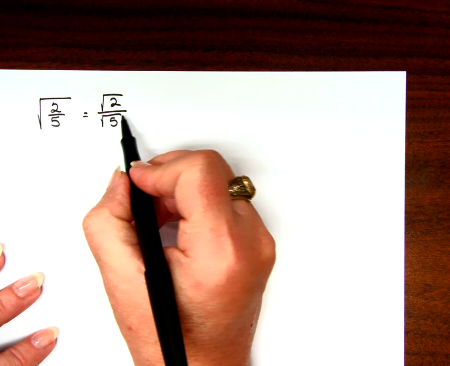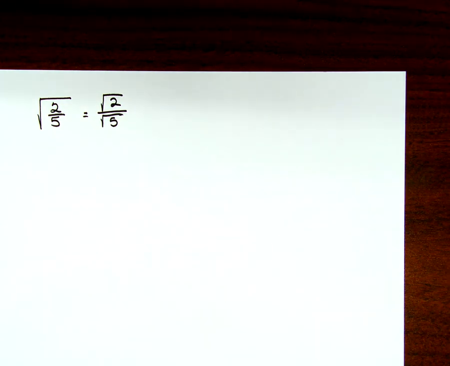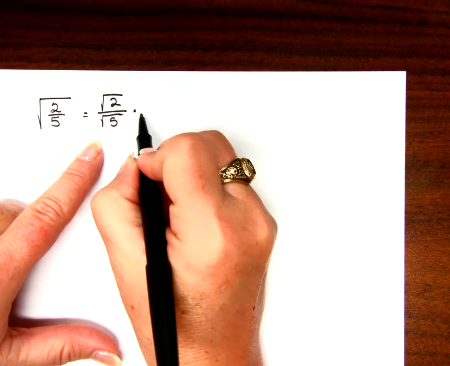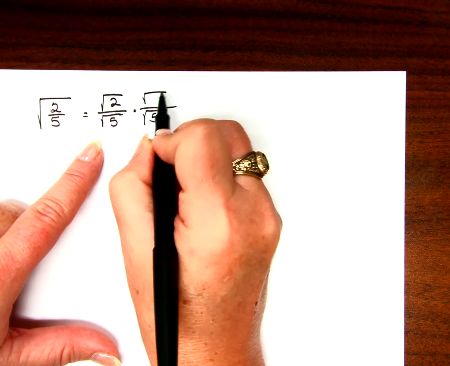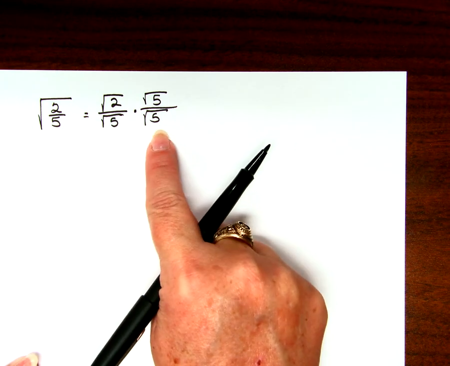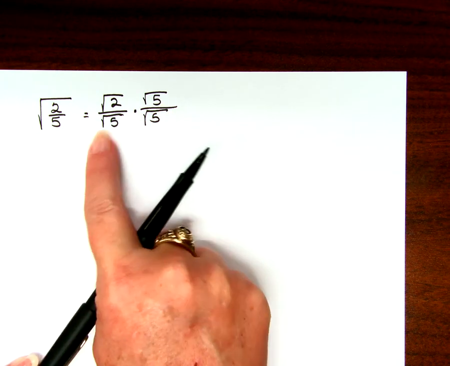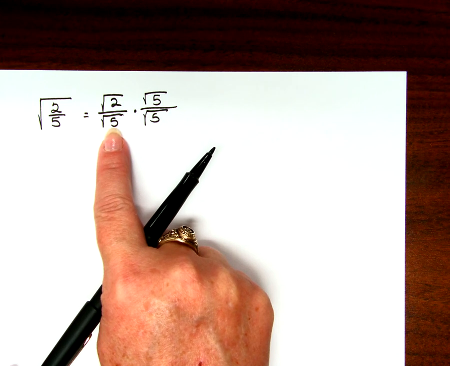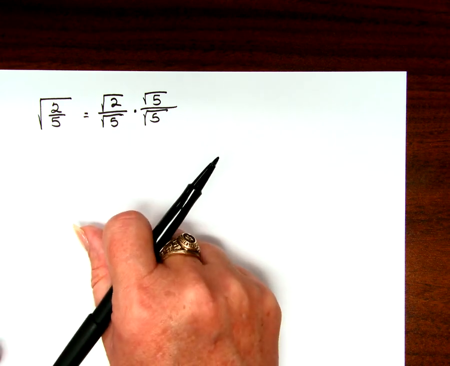Okay? Well, the only way I can simplify a number like this is by multiplying it by 1, right? Because multiplying it by 1 doesn't change its value, does it? But here's the deal. I get to choose which 1 I multiply it by, right? What if I chose to multiply it by the square root of 5 over the square root of 5? Isn't that 1? Anything over itself is 1, right? So this isn't going to change the value of this fraction, is it? It's just going to change how it looks, correct?